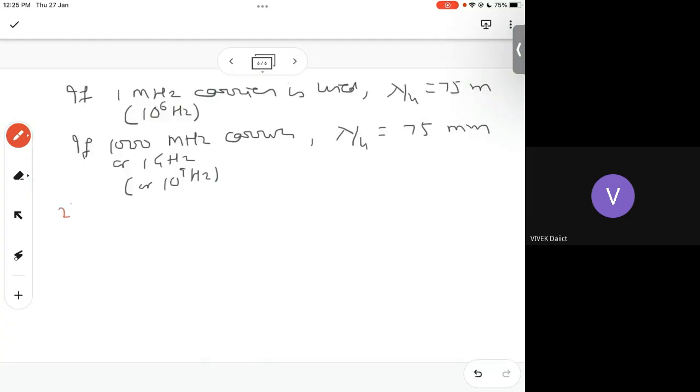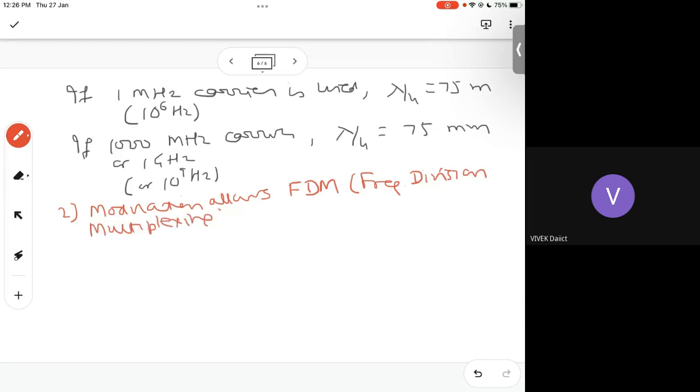And the second is what we call modulation allows FDM. That is a very big advantage. That is what we call frequency division multiplexing. If I recall, I gave you the example of the orchestra. Various musical instruments are playing, each at a different baseband frequency or message frequency, and they all need to be transmitted simultaneously. So it allows frequency division multiplexing.